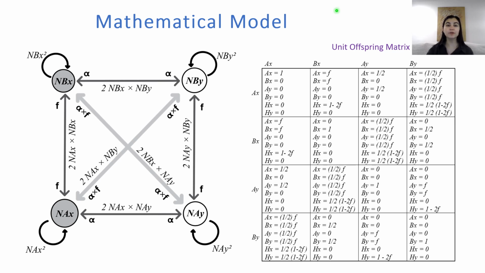The unit offspring matrix also assumes that each parent mating pair can only produce one offspring. After finding the unit offspring ratio, this ratio can be multiplied by a factor to get the number of offspring per generation if a mating pair has more than one offspring per generation.